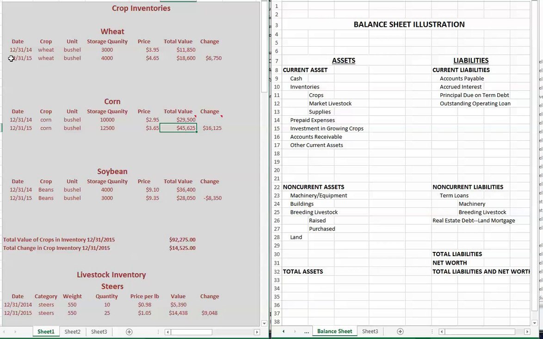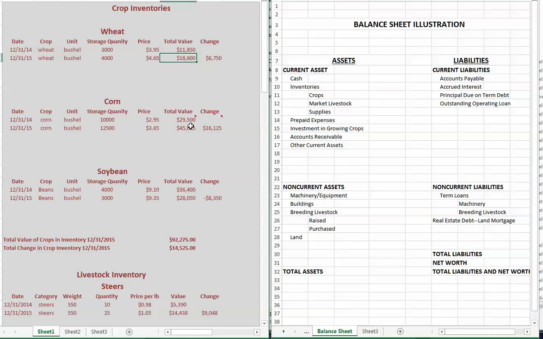So as of, let's just say 2015, we had $18,600 worth of wheat in storage. We had $45,625 of corn in storage and $28,050 of soybeans in storage. Okay? And that was based on how much was in storage and their price, what they could have been sold for as of that last day of the fiscal year.